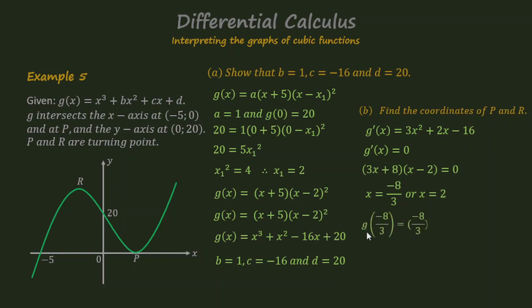When I substitute g at minus 8 over 3, I arrive at 1372 over 27. And then when I substitute g at 2, I get 0. So my stationary points: at x equals 2, this is P, I get 0. So at P I have (2, 0), and then at R I have (-8/3, 1372/27).